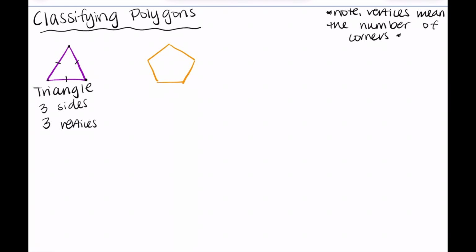Our next shape here in yellow is called a pentagon. And a pentagon has 5 sides, 1, 2, 3, 4, 5.